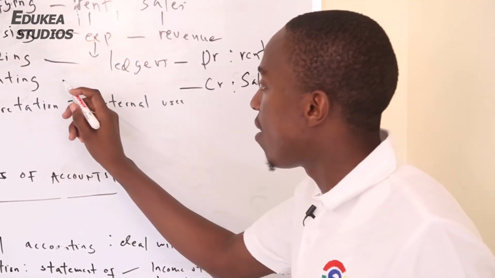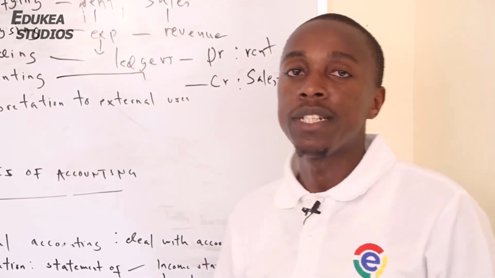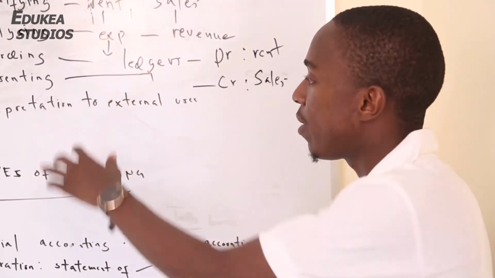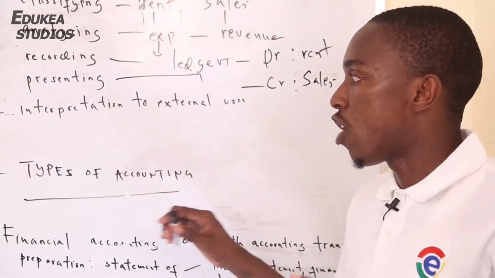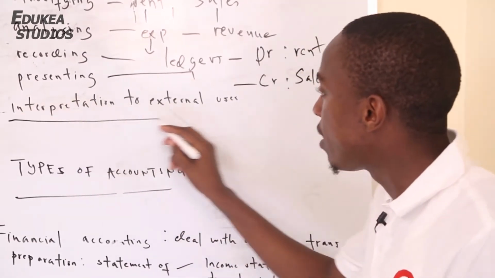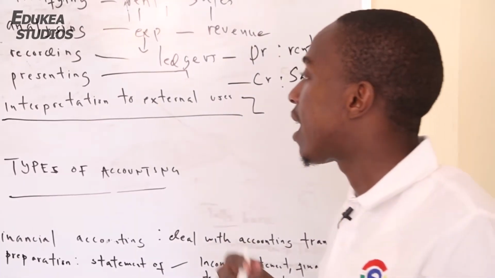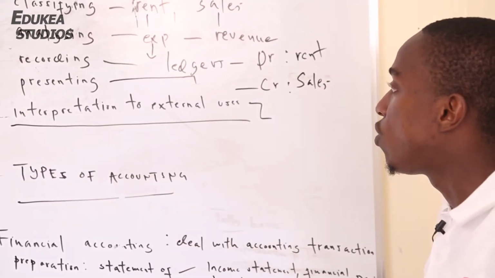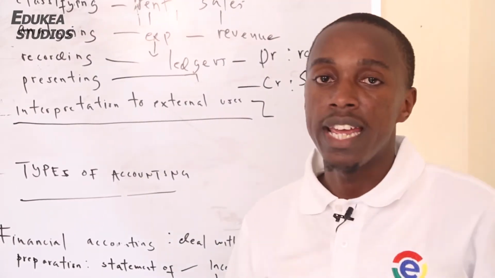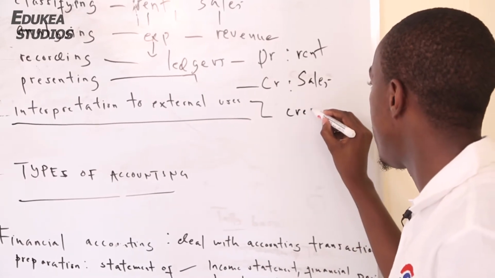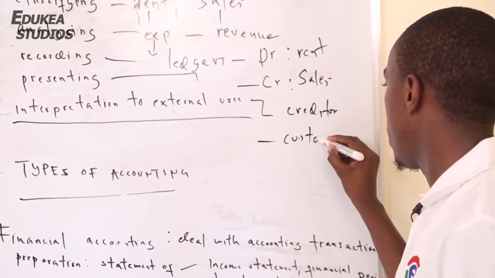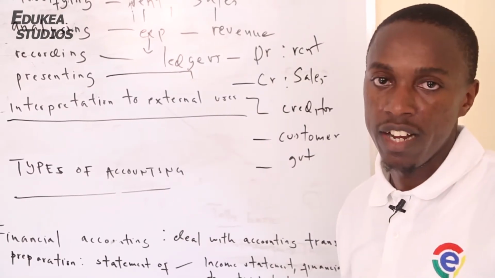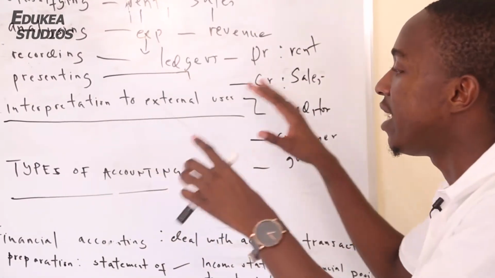This is recording. The following part is presenting. How can I present my data? I can use the financial statements, which we're going to discuss later in our subject. Here we can have the income statement, balance sheet, trial balance, and others. Now, how about interpretation to the external user? I need to translate to make people understand what all of this means, okay? In interpretation, we need to make this data useful to the external user. External users can be creditors, customers, the government, and anybody who is interested in our transactions. So this is the introduction to accounting, and this is the definition of accounting.